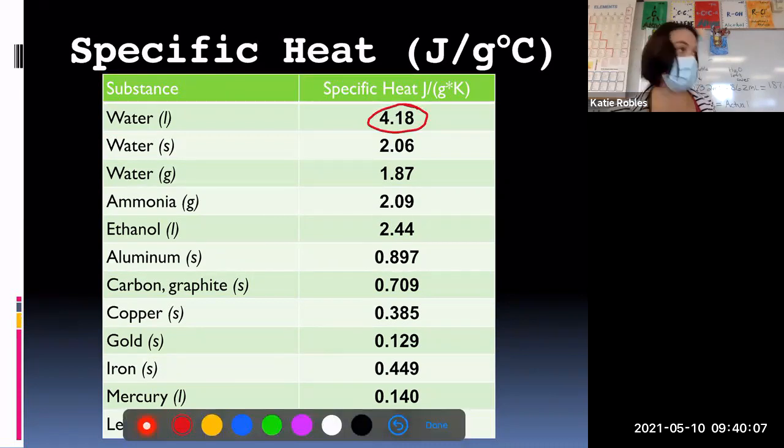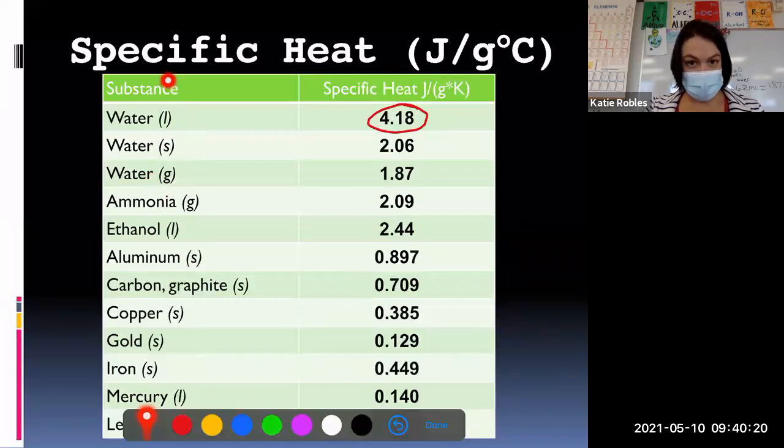I told you that number would show up again. That's because a calorie is based on water. It's based on the specific heat of water. So on this table, the other thing I want to point out, it does show you the physical states. So the specific heat of water as a liquid is 4.18. But if water is a solid, otherwise known as ice, its specific heat is 2.06.